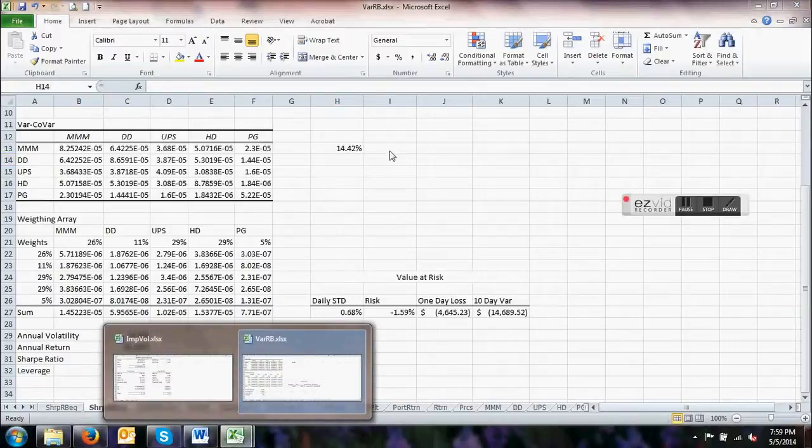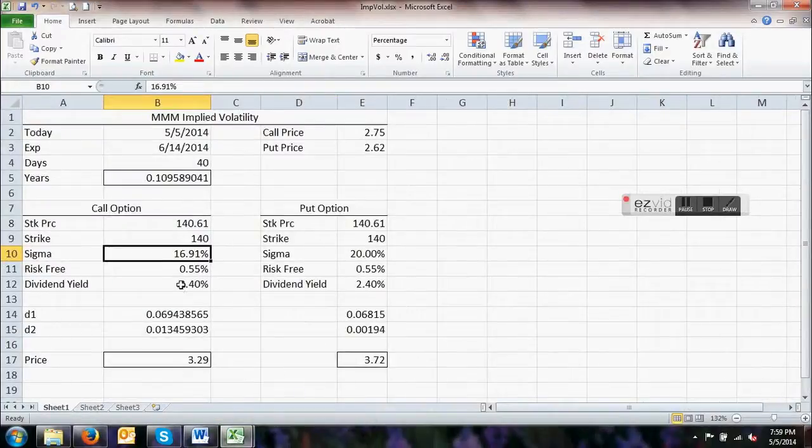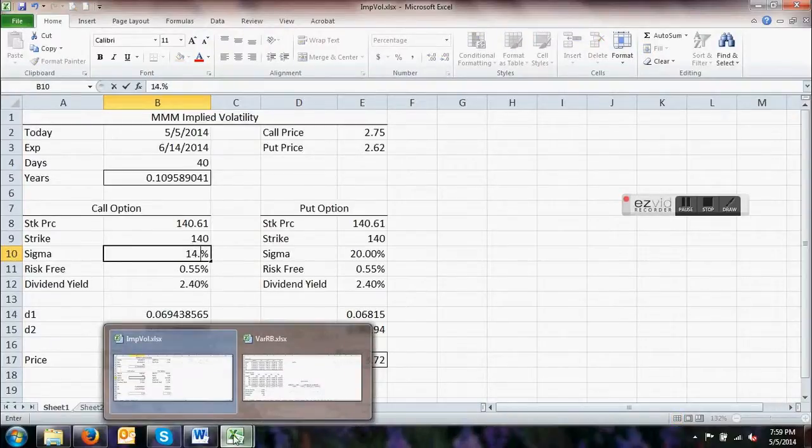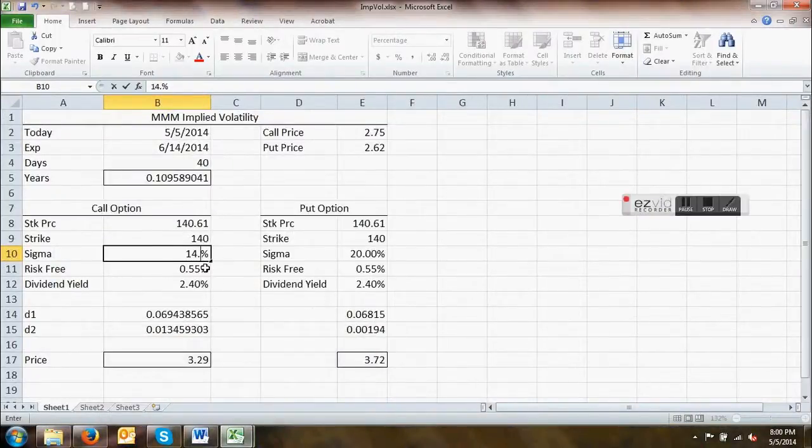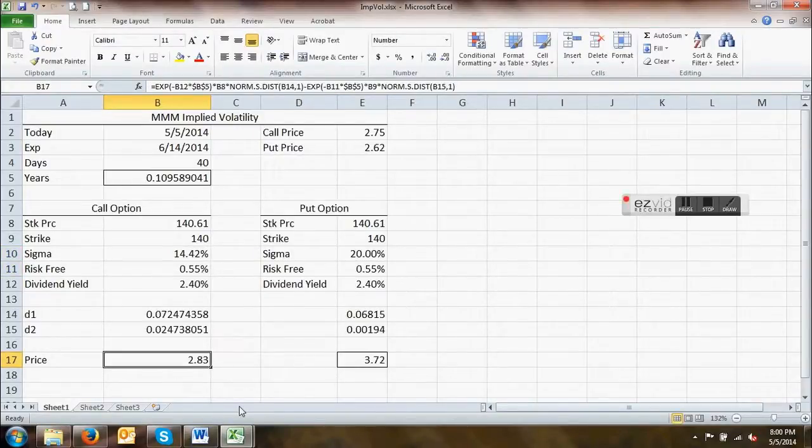And if I come back to my estimate and I enter in my 14.42, we see that we get a call price here of $2.83, which is a lot closer to the actual call prices being traded in the market right now.